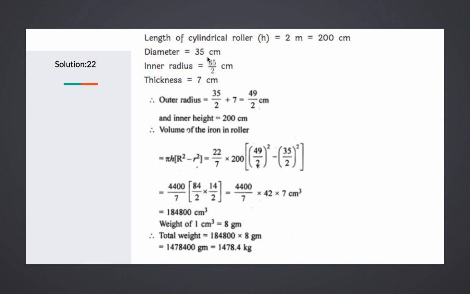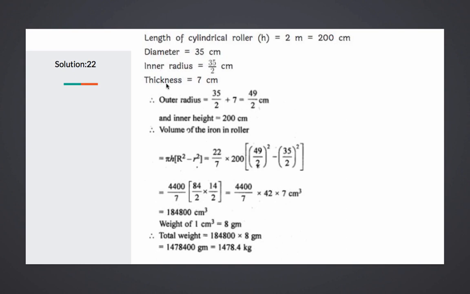Students, this we need to understand very clearly. Here it is 35 centimeter as the inner diameter, and here it is given in meters. So of course in physics also we insist that the unit should be the same. We can't take 2 meter for height and diameter 35 centimeters. So conversion is needed. 2 meter means 2 into 100, that is 200 centimeter. Diameter is given, radius will be half of that. Fine. So 35 by 2 is the inner radius.